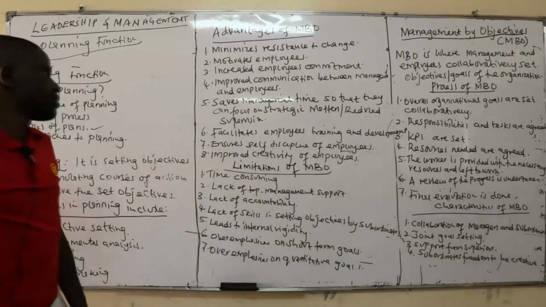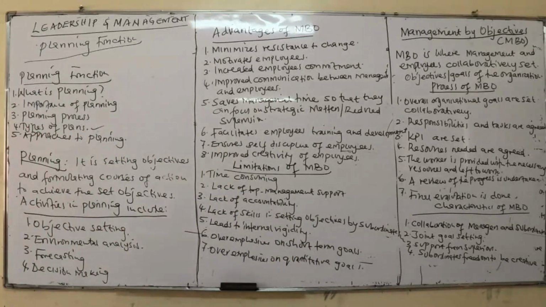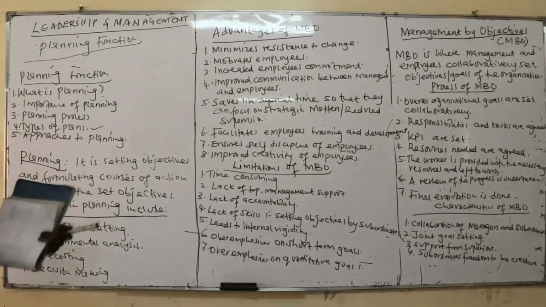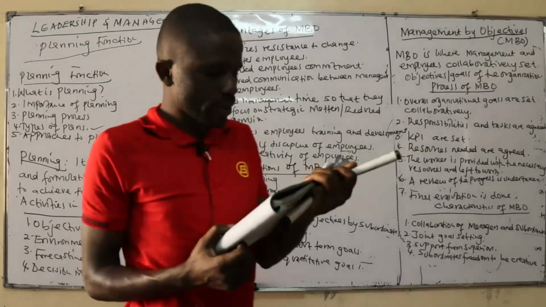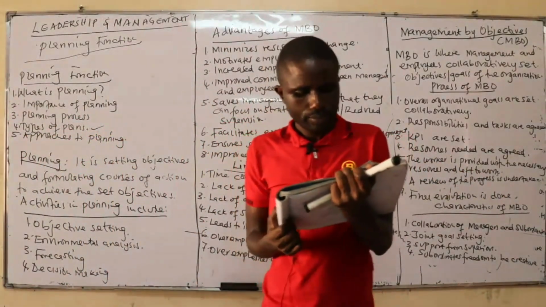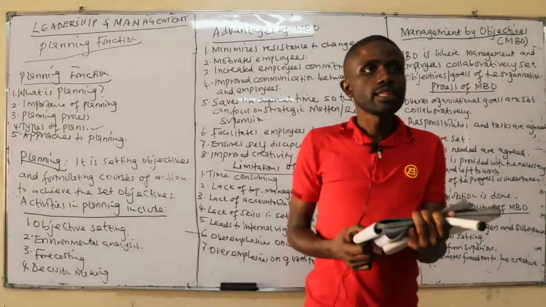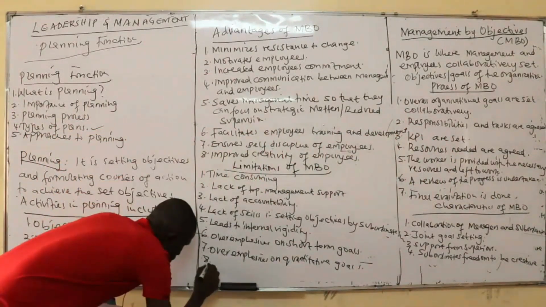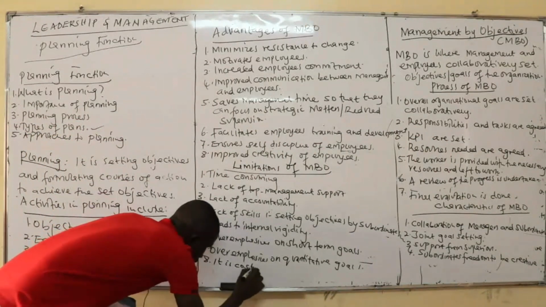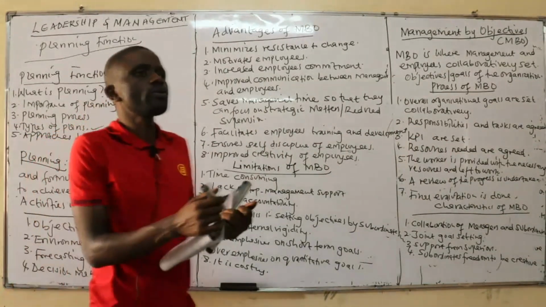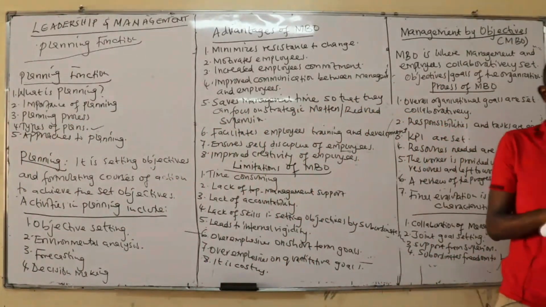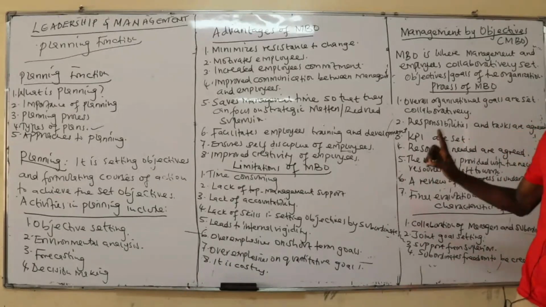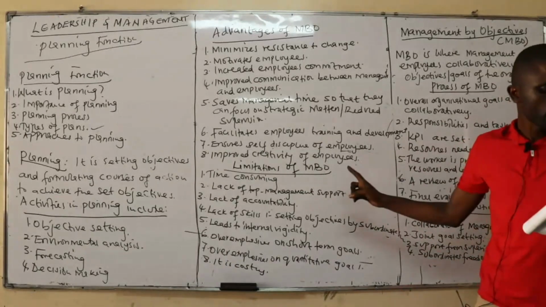And how do we now overcome them? Any limitation should have a proposed solution, or ways to overcome it. Time consuming, what do we do about that problem? We allocate adequate time, since it is also costly. The solution to time consuming is that we allocate time to MBO. In other words, these are conditions necessary for MBO to work.